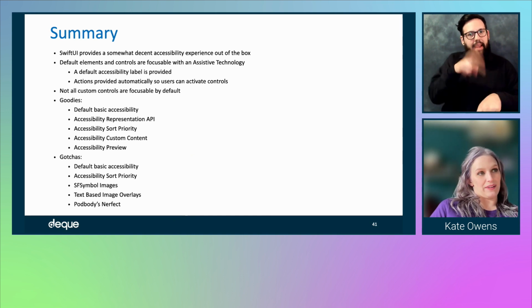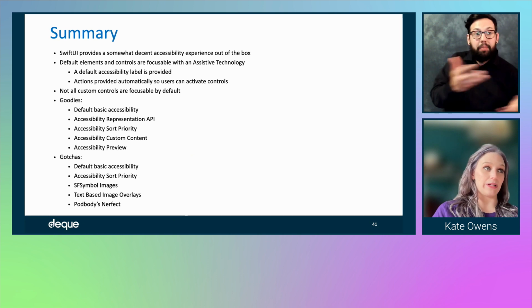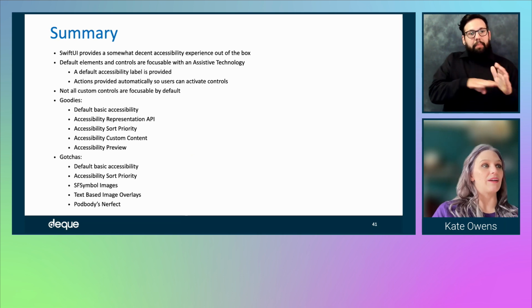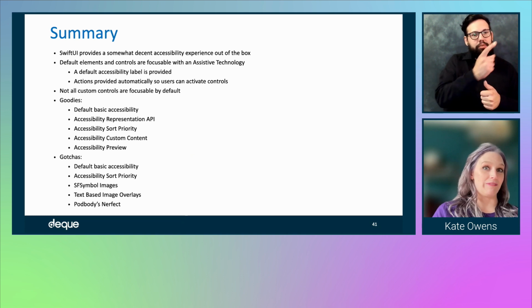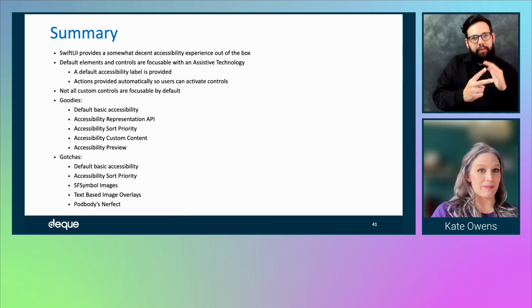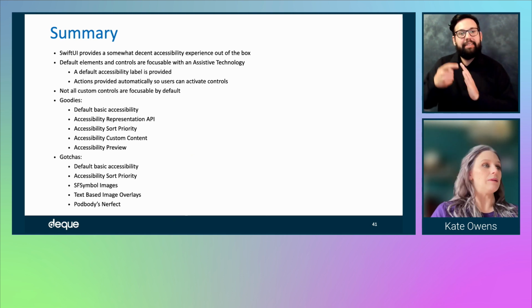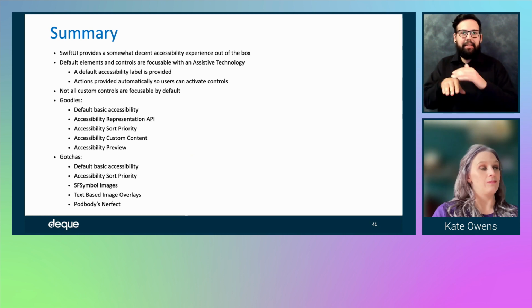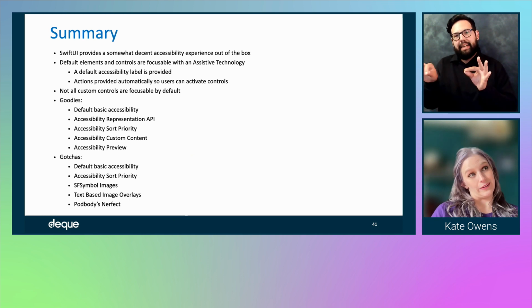Then we talked about some goodies. Those were default basic accessibility, accessibility representation API, accessibility sort priority, accessibility custom content, one of my favorites, accessibility preview. And then we went on the flip side of those and looked at some gotchas, which were default basic accessibility, accessibility sort priority, SF Symbol images, text-based image overlays, and VoiceOver.